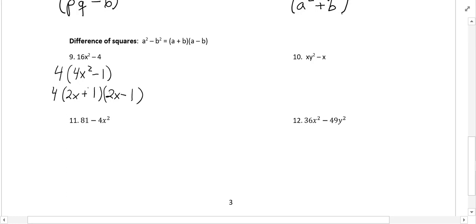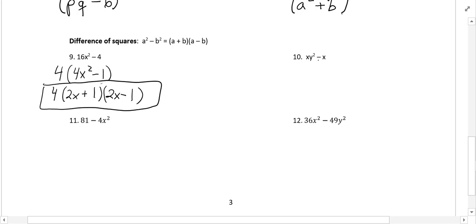So when I check this, I'd get 4x squared. Here in the middle, I'd get a positive 2x. On these two outside terms, I'd get a negative 2x, which means they would cancel out. And 1 times negative 1 would give me a negative 1. So this is my completely factored form. And remember, you want it completely factored, so you have to factor out that GCF.